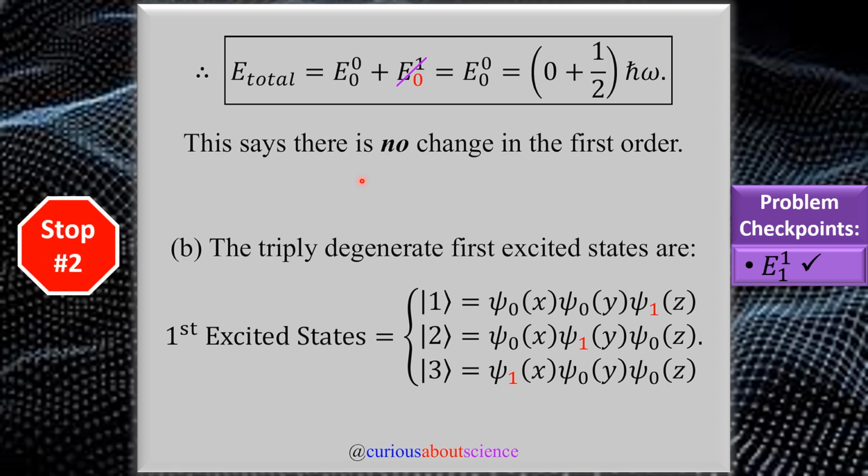Now we can move to stop 2, which is part B, the triply degenerate first excited states. Okay, so let's get this in the same notation. Use whatever notation you deem as reasonable.